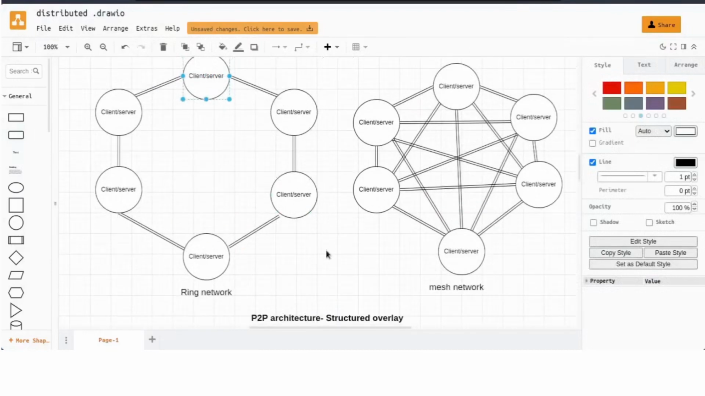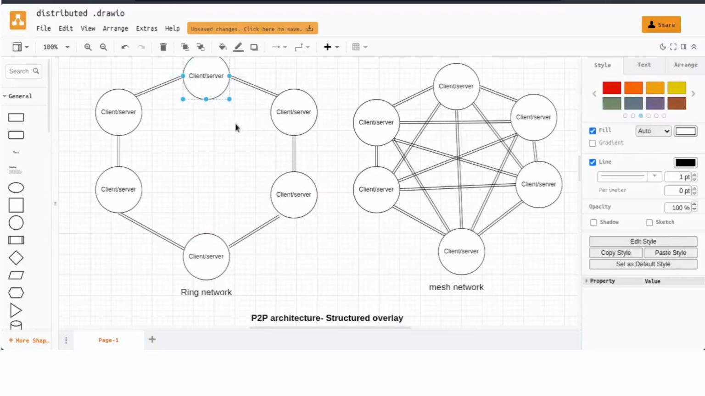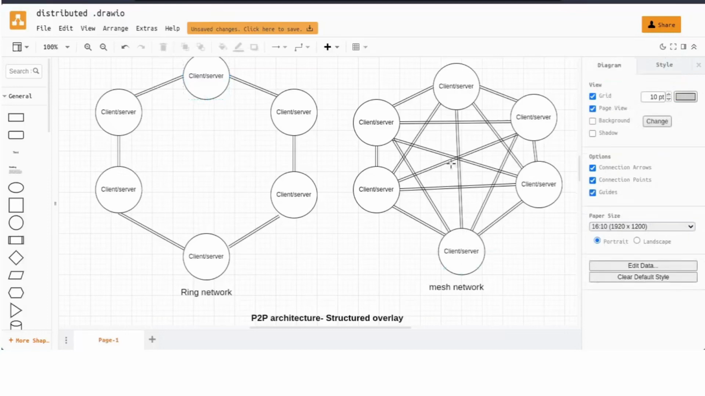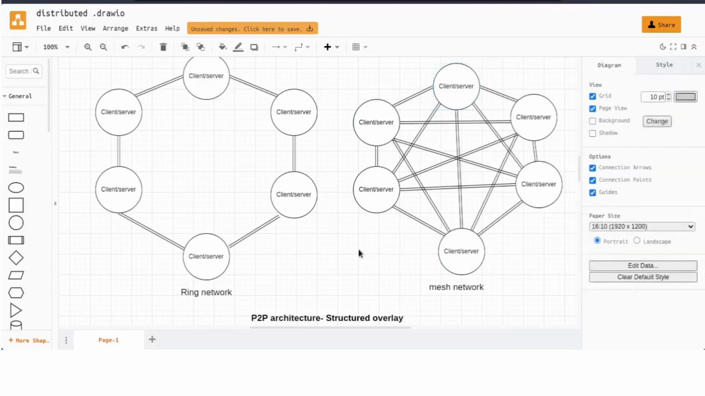And then we got the structured overlays. In the structured overlay, the network graph has some form of a structure, for example, the ring network or the mesh network. In the ring network, each peer is connected with 2 neighbors at max, so it forms this cycle right here. And in the mesh network, each peer is connected literally with every other node, so they would form a mesh.